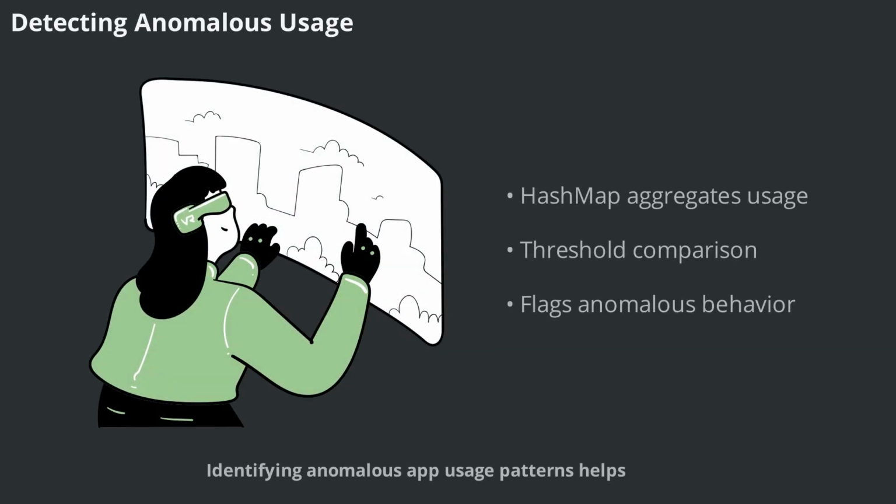Identifying anomalous app usage patterns helps maintain app health and user safety. Interviewers may ask how to detect users exceeding a usage threshold. Using a hash map to aggregate durations and compare against the threshold, you can flag anomalies efficiently. This method is crucial for monitoring and managing user behavior.